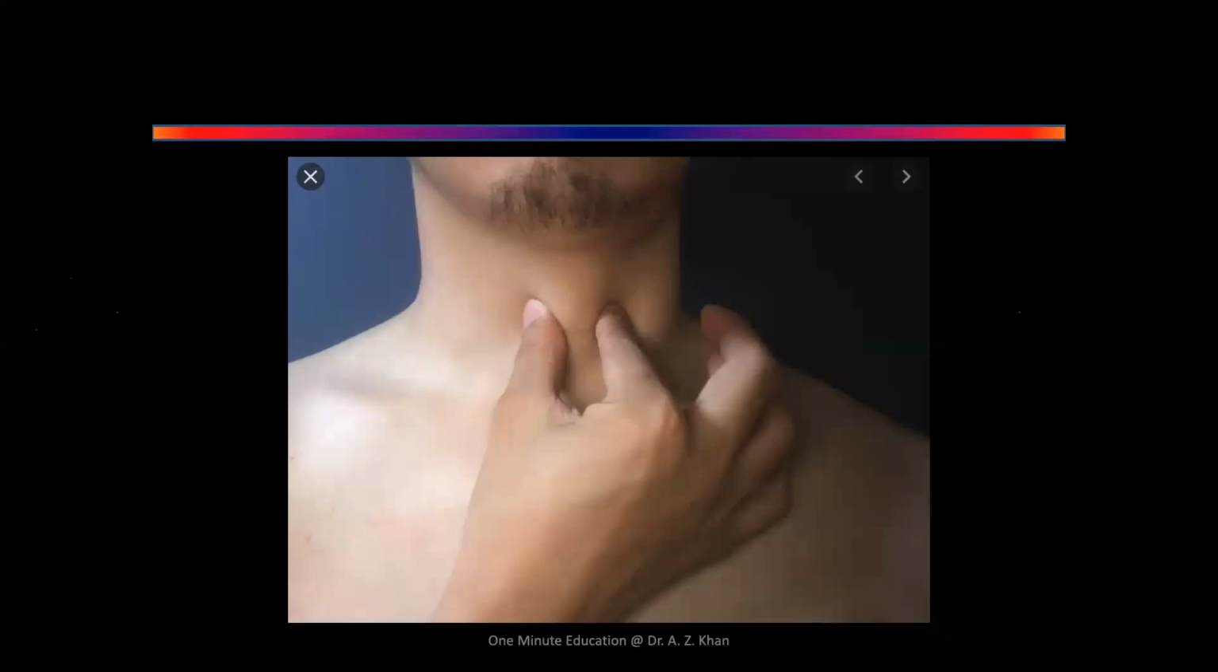Okay, next question. What is this being done? Two marks for this, 1 mark for telling me the sign and 1 mark for telling me which disease. Okay, this is called Cardarelli's sign, okay?